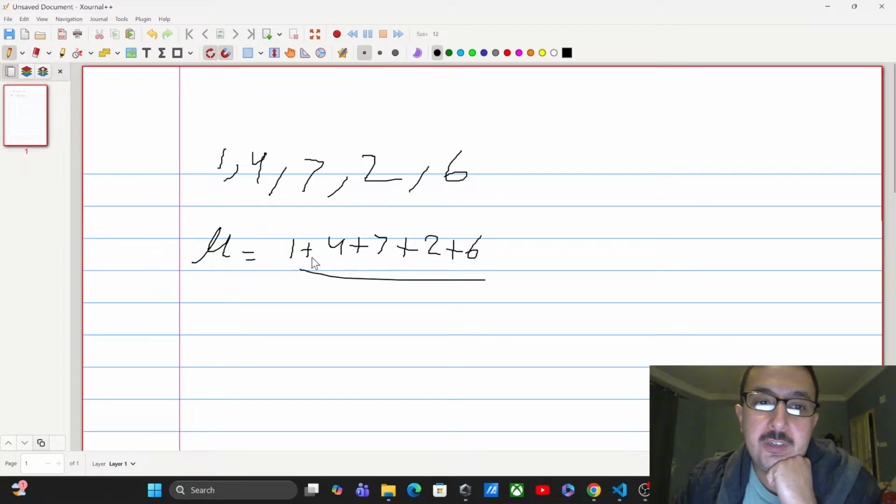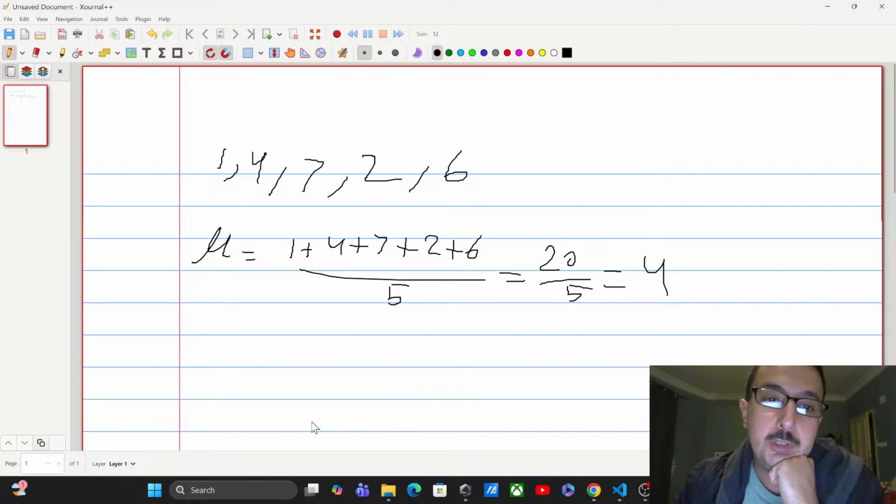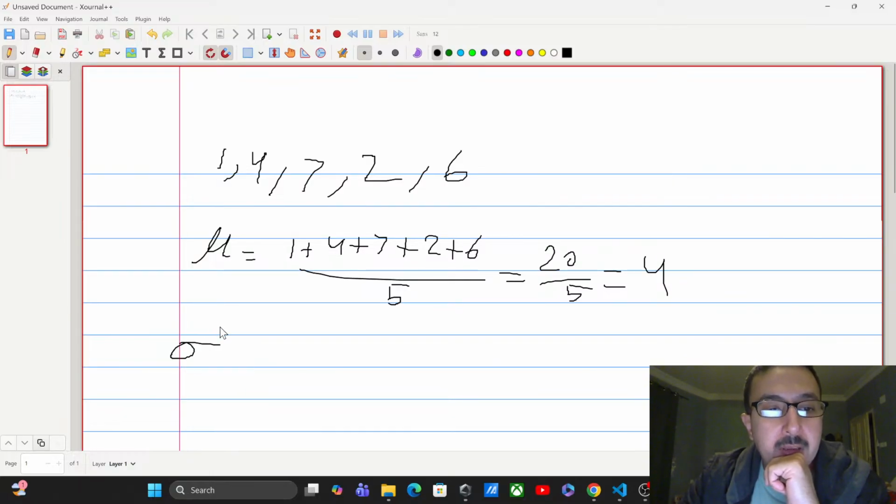3, 4, 5, over 5. I'm going to get 5, 12, 14, and 6, that's 20 over 5. I got 4. And now I've got to do, wait, what am I going to do? Remember that? The sigma squared, the variance. I'm going to get the variance.